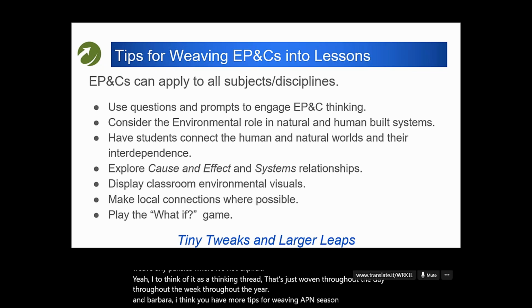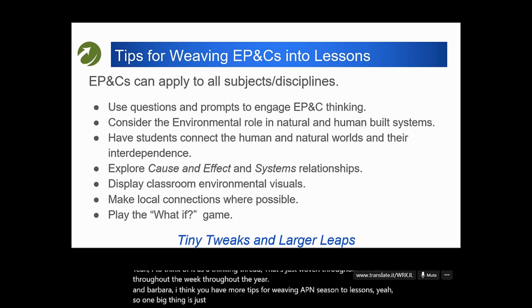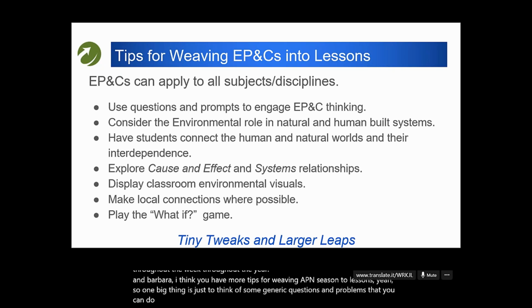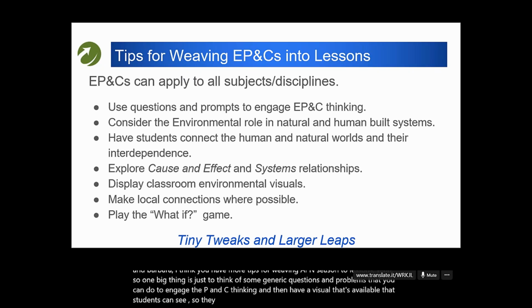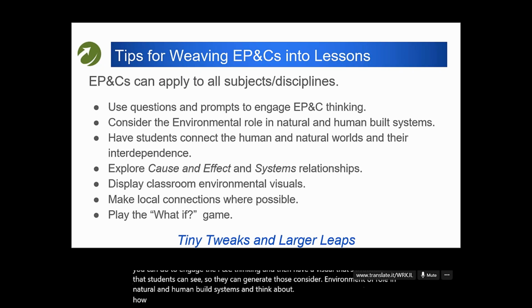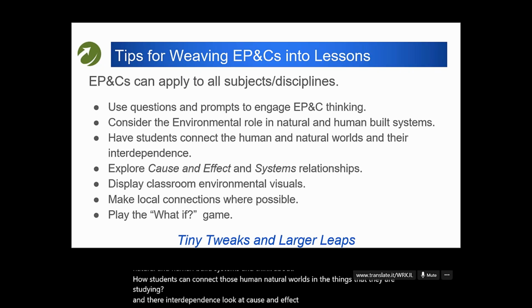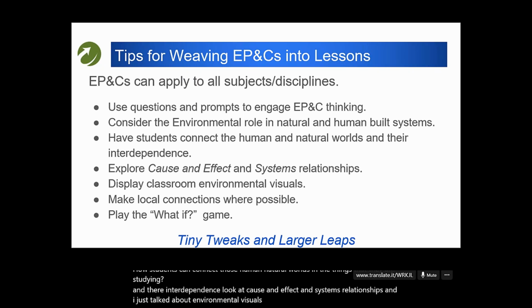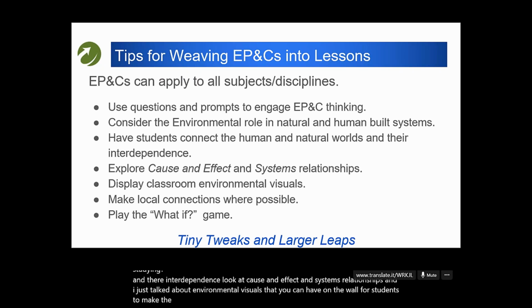Yeah, so one big thing is just to think of some generic questions and prompts that you can do to engage EP&C thinking, and then have a visual that's available that students can see so they can generate those. Consider the environmental role in natural and human-built systems, and think about how students can connect those human and natural worlds in the things that they are studying and their interdependence. Look at cause and effect and systems relationships. And I just talked about environmental visuals that you can have on the wall for students to make the connections themselves. And especially look at local connections.